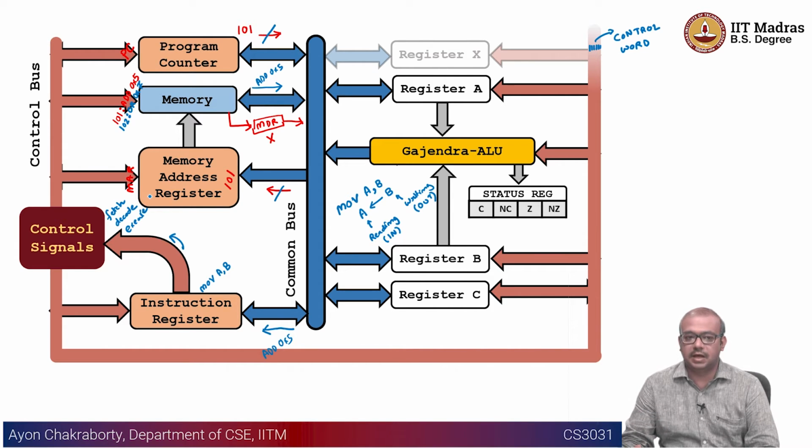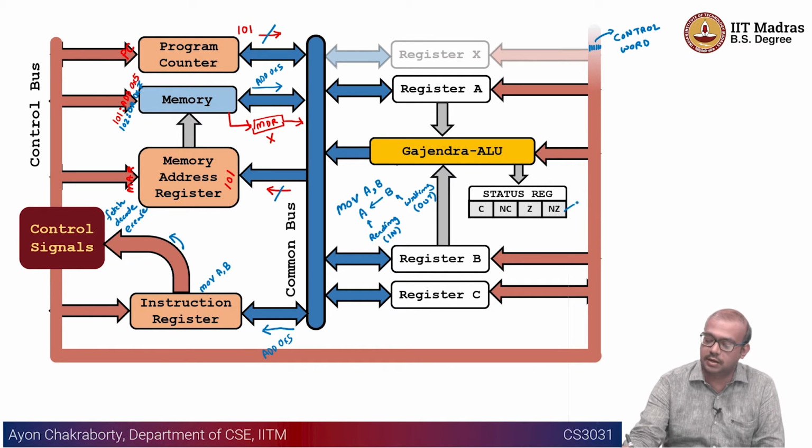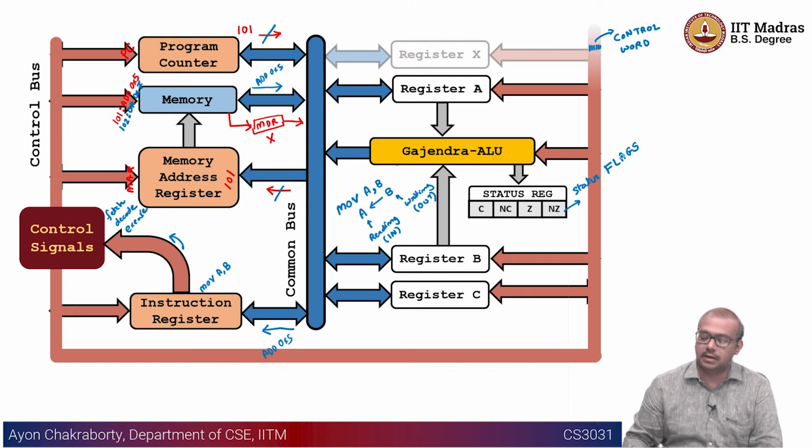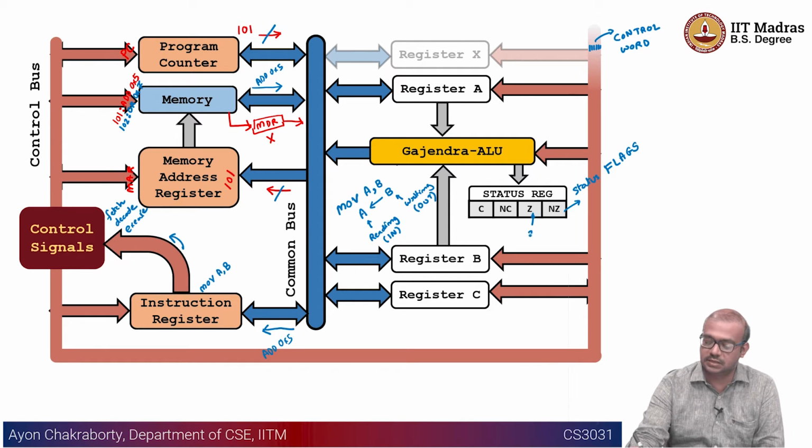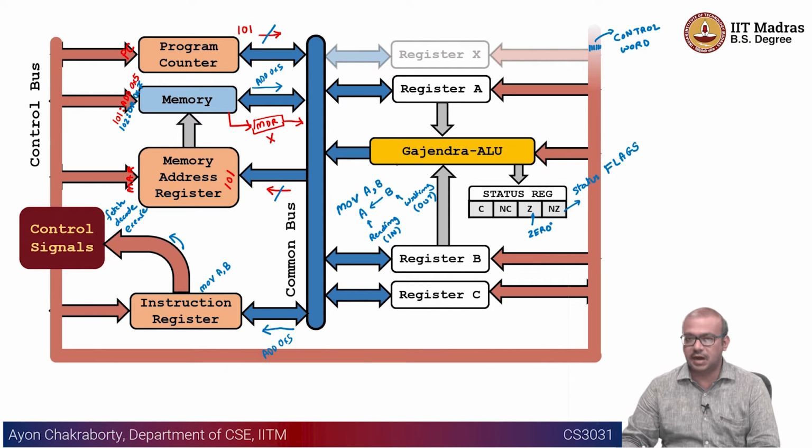For instance, is the result 0? So these are specific classifications. These are called status flags. Okay, here I have shown two flags. The NC and NZ are complements of Z and C. Z refers to the 0 flag. What is a 0 flag? If the result of a computation ends up in the value 0.